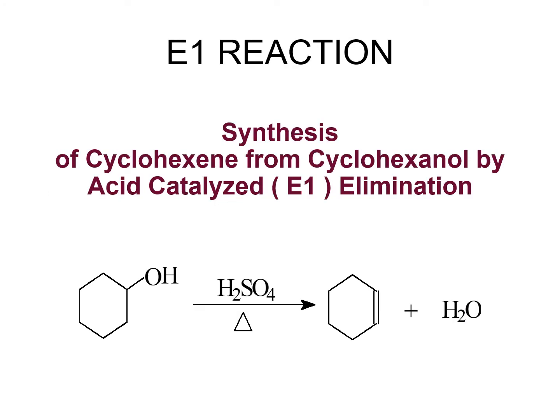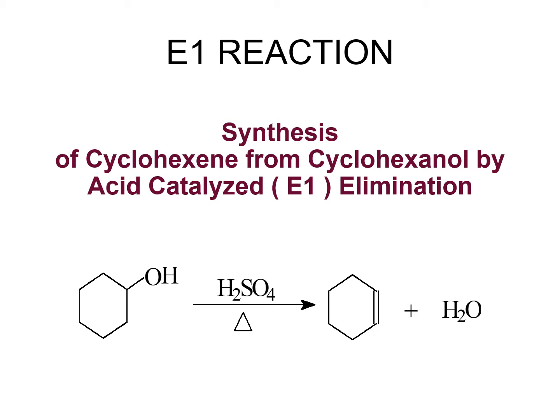So just a basic overview here. Again, this is an E1 reaction. It's going to be an acid catalyzed E1 elimination. We generally use sulfuric acid and some heat, which is pretty standard, straightforward. So you start with your cyclohexanol. The acid catalyst will protonate the hydroxyl group.